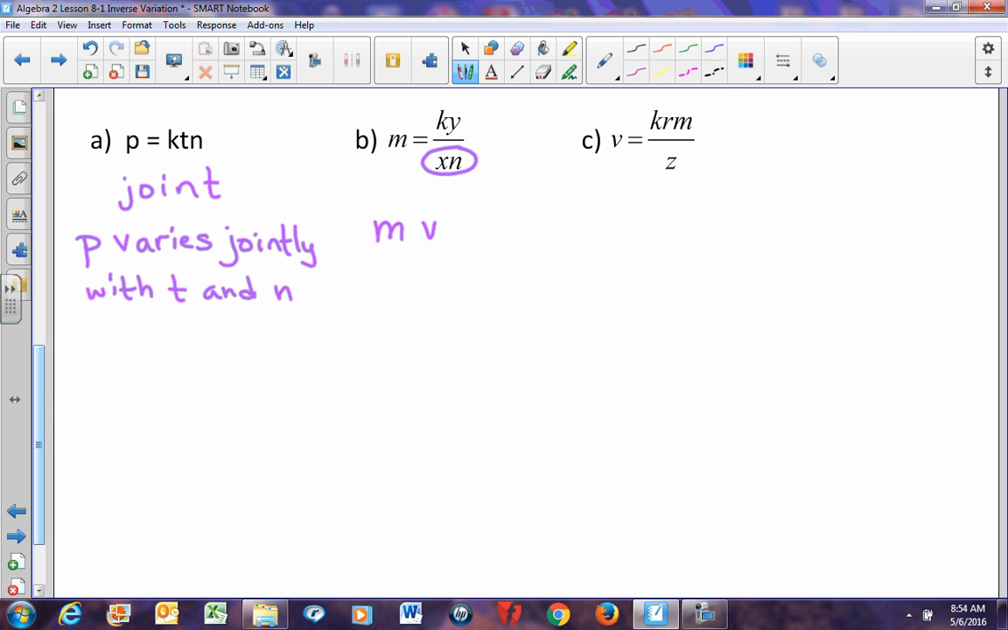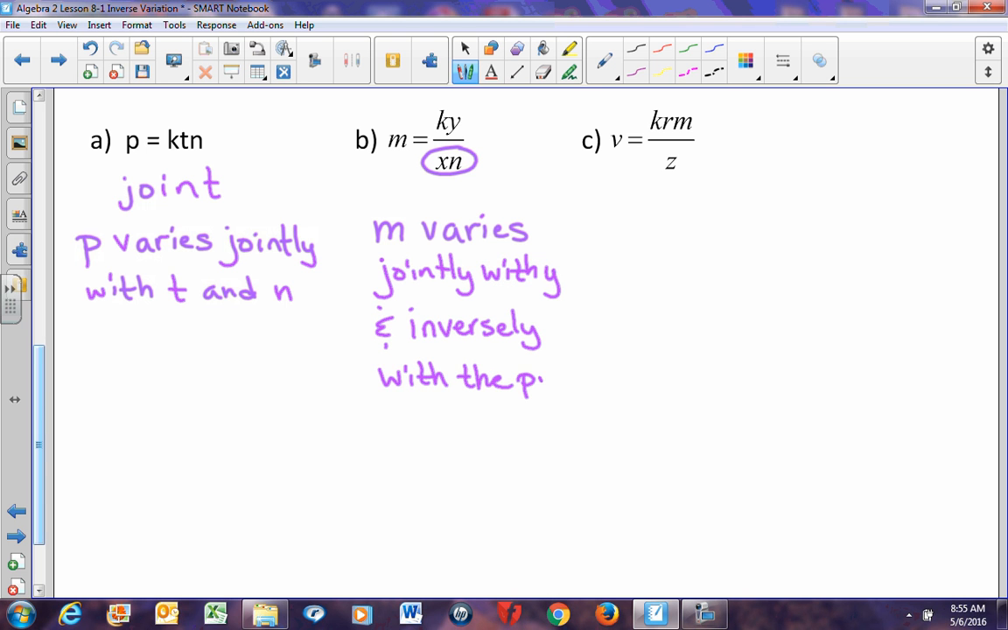Okay, M varies jointly with Y and inversely with the product of X and N.